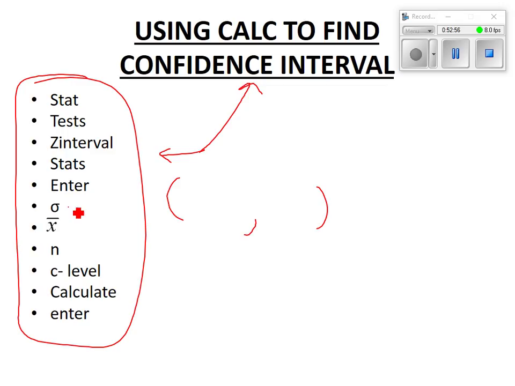Couple of things. What are you going to probably put in for sigma there? Probably S, the sample standard deviation, because we usually don't know sigma. We usually don't know the population. Remember your C level, that's your percentage.